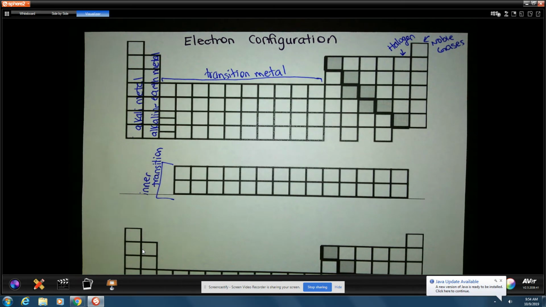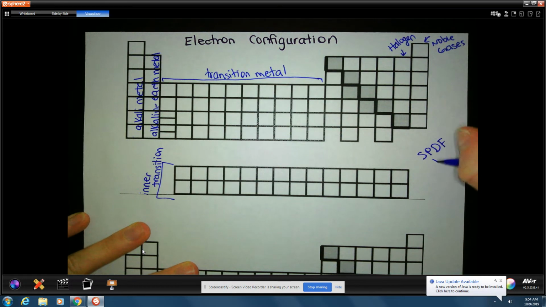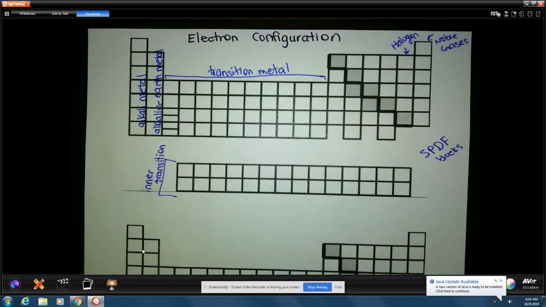Now we're going to add another layer to this, and it's that we have 4 blocks. They're called the S, P, D, F blocks. The letters don't really mean anything. It's just what somebody called them. So you need to know where they're all located.